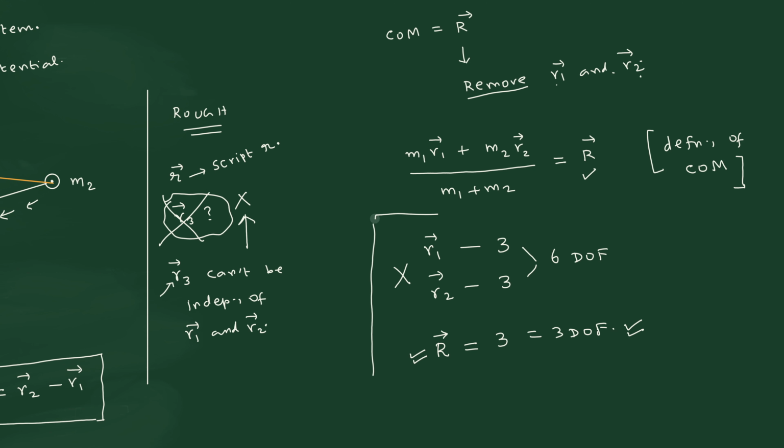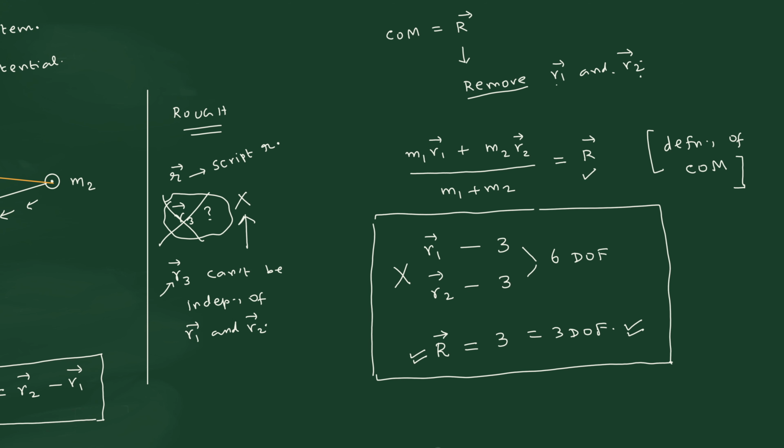So you have to understand the meaning of the tick that I am keeping and the meaning of the cross mark. Tick means I am going to use the capital R, and I no longer want the small r1 and r2. If that is the case, my total number of degrees of freedom is 3.